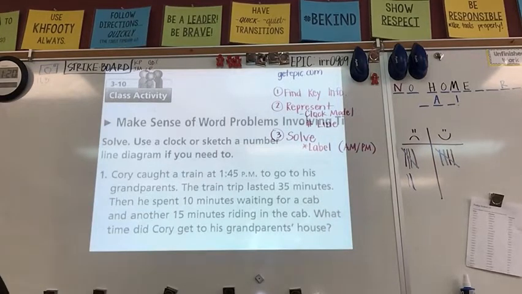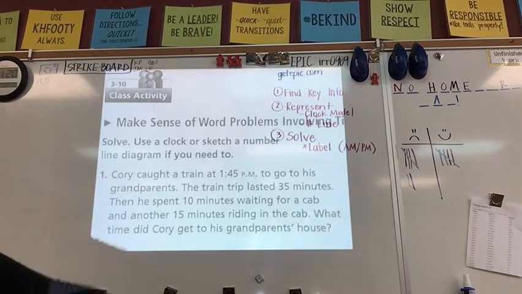Corey caught a train at 1:45 p.m. The train trip lasted 35 minutes. Then he spent 10 minutes waiting for a cab and another 15 minutes riding the cab. What time did Corey get to school?